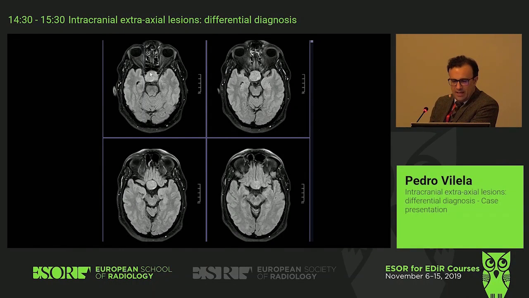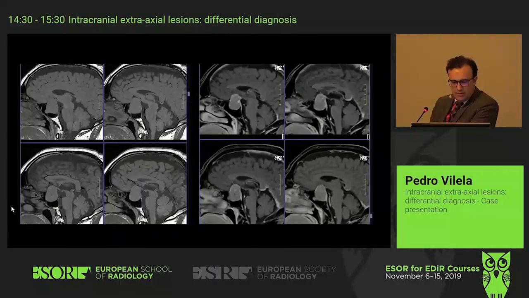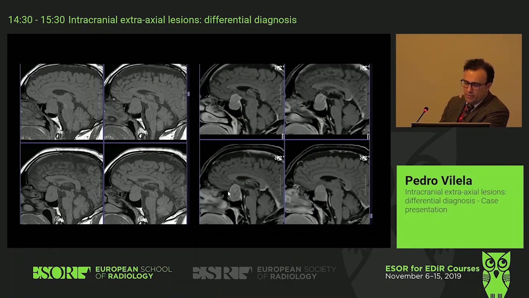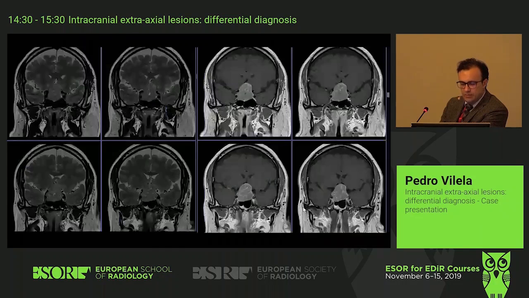So slightly hyperintense to cortex on the T2 FLAIR. Now in the T1, you see the lesion, you see the area of compression of the optic structures that are deviated upwards, the bone remodeling and enlargement of the sella, and there is a contrast enhancement of the lesion. So now comes the tough part.